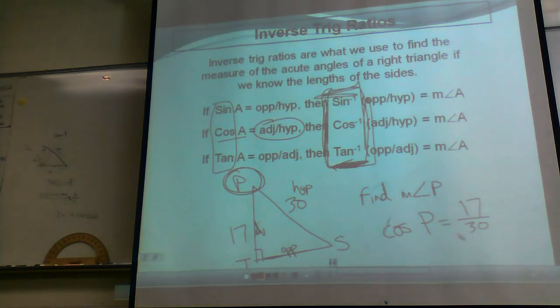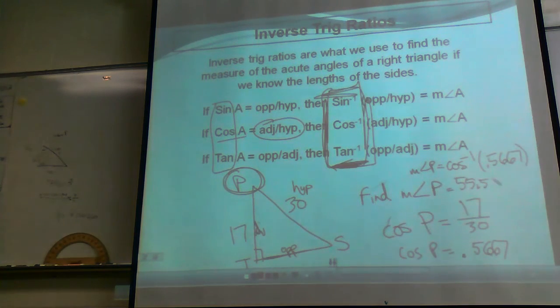Okay? So what I'm asking you to do is actually in the calculator do 17 divided by 30. And that gives you what? 0.5667. Okay? So here's the thing. If you've got the scientific calculators, guys, you can actually put in cosine -1 of 0.5667. This will get you the measure of angle P. Okay? Is it 55.5? All right.